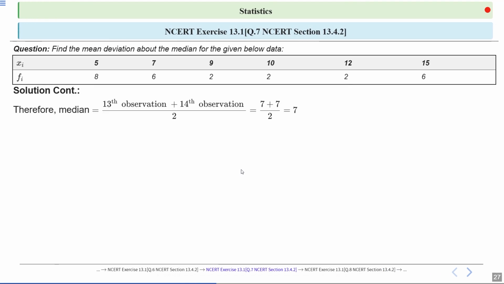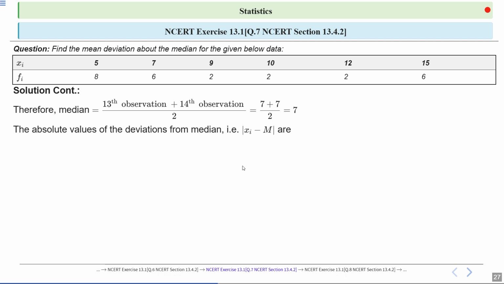Therefore, the median is the average of the 13th and 14th observations. So both the 13th and 14th observation fall within the group where xi is 7. So the median is (7 plus 7) divided by 2, and this is simply equal to 7.